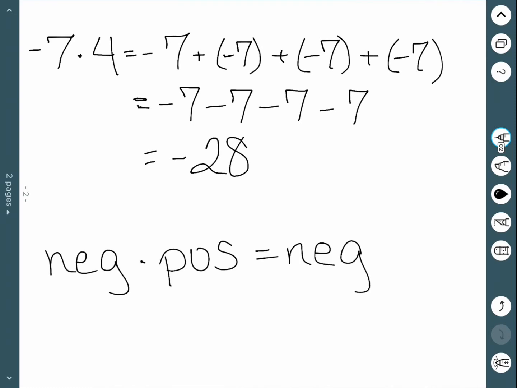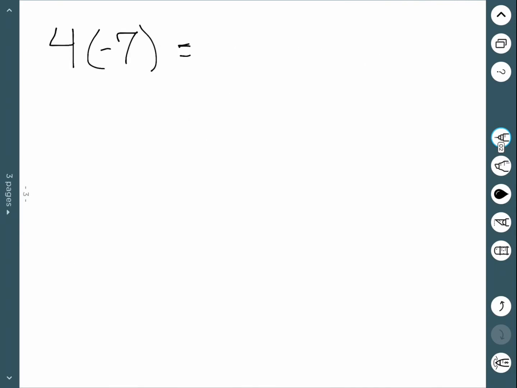What about if we switch the order? What if we do a positive times a negative? 4 times negative 7. On one hand, if you know the properties of real numbers, you know that multiplication is commutative, which means we can just switch the order, and we just did that problem. However, what if we don't know that? Why is this true? Why is it that we can switch the order? Why is it still the same as before?